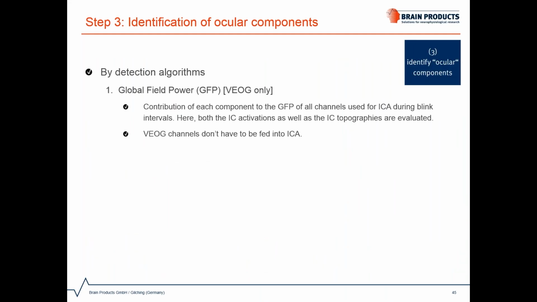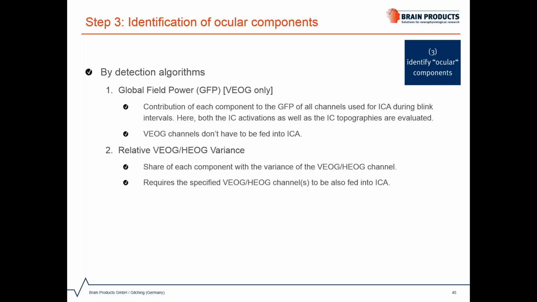So the first method that we have checks for the blink intervals, how much a component contributes to the global field power. The second one will examine the shared variance between components and the VEOG and HEOG channels. Please note, for this method you can only use it if you have included the channels you selected for VEOG and HEOG also in the ICA selection.